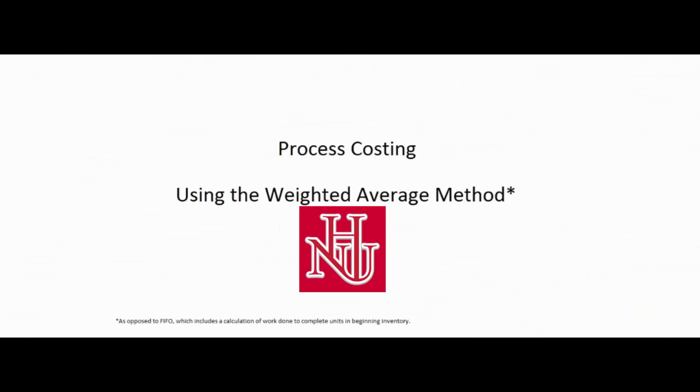So in summary, if we make a whole bunch of the same stuff every month, instead of using job order costing, we might think about using process costing, helping management figure out how much it costs us per unit each month.